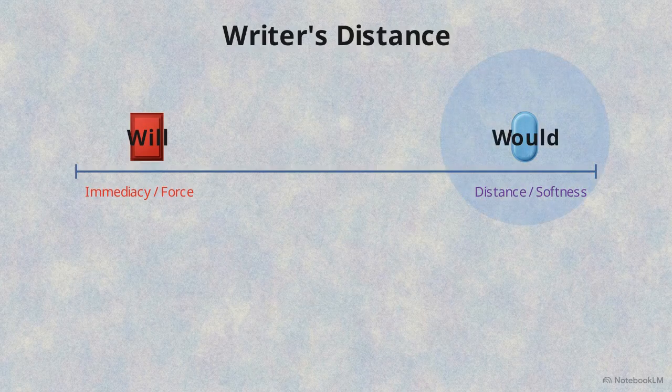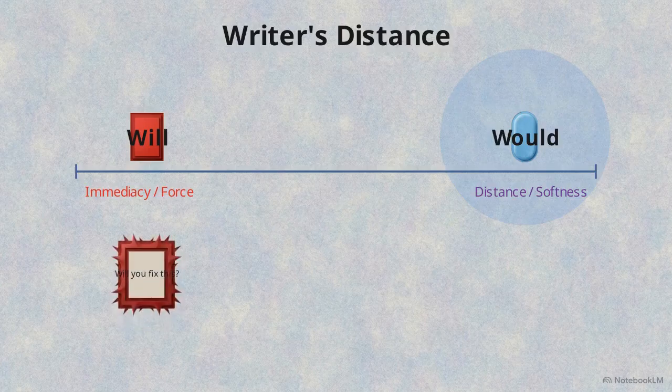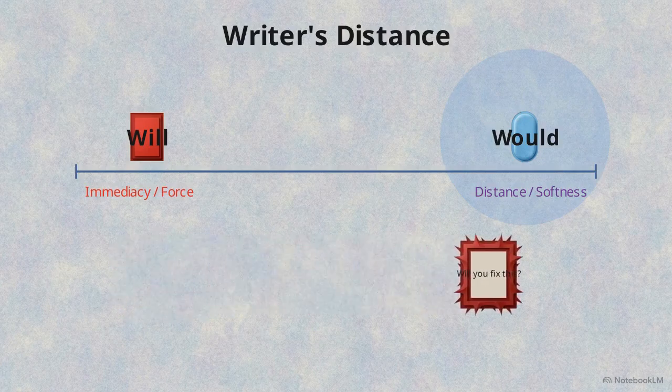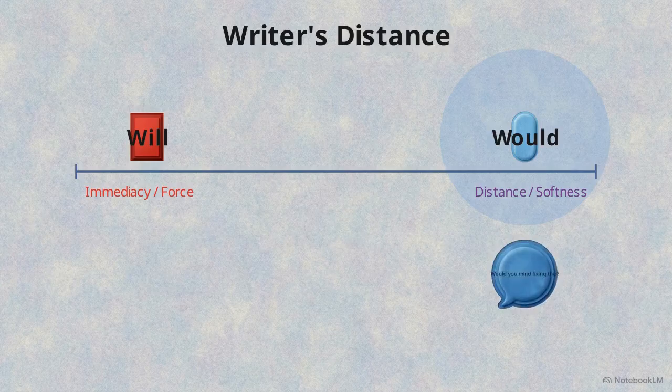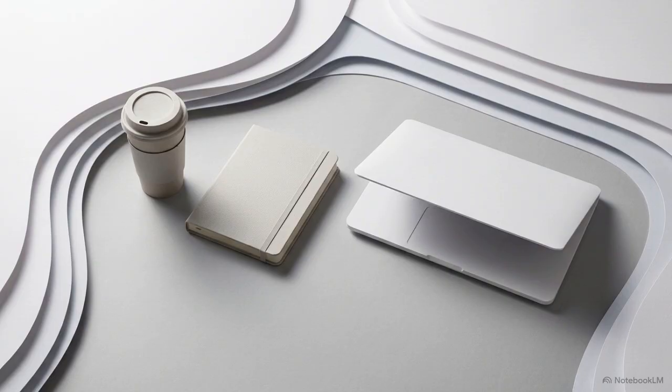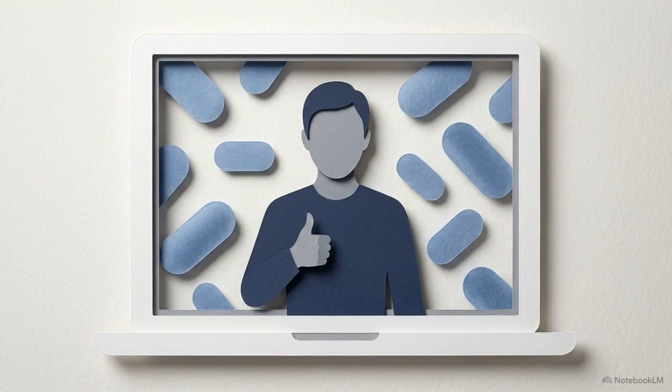Take a strict phrase like, will you fix this, and push it back along the timeline. Rewrite it as, would you mind fixing this? Inserting this polite space ensures the recipient doesn't feel cornered. When people feel they have breathing room to respond, their willingness to comply with your request increases.